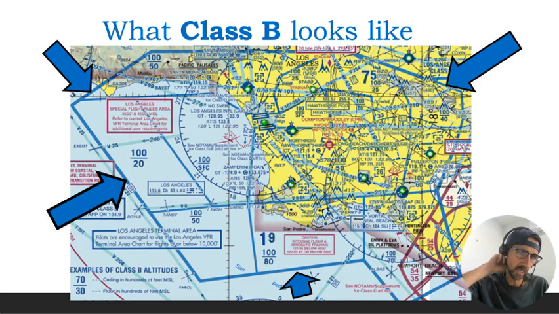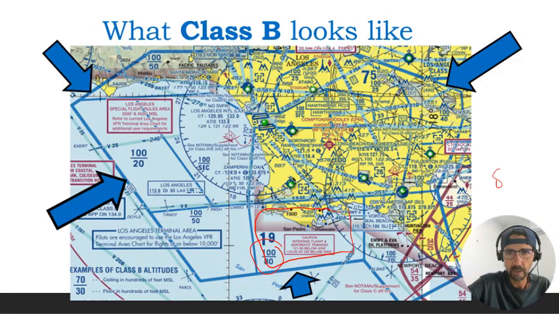So this is what a Class B airspace looks like. It's this blue line. Now let's talk about how we're going to read this Class B map. You have here 100 over 80. That means that in this block here, the Class B airspace starts at 8,000 feet and goes up to 10,000 feet. So it goes between these altitudes.